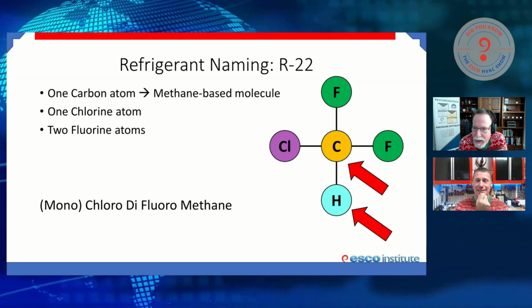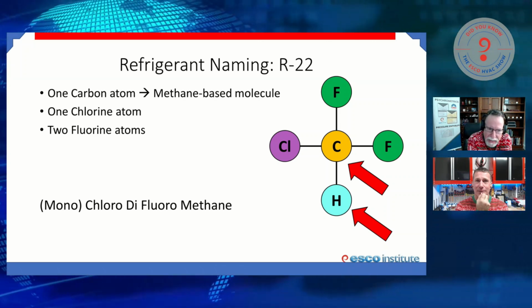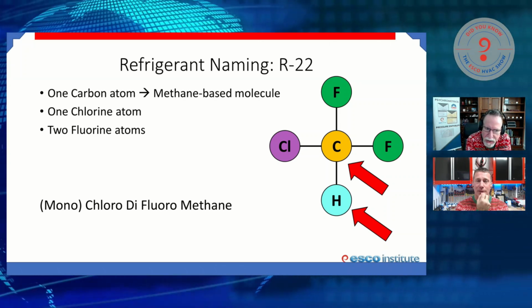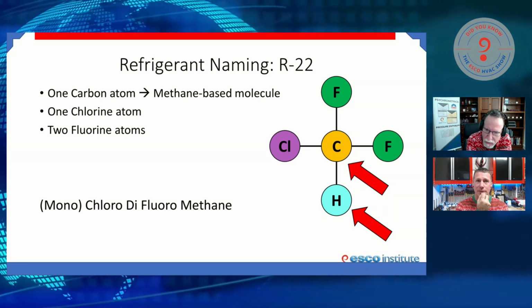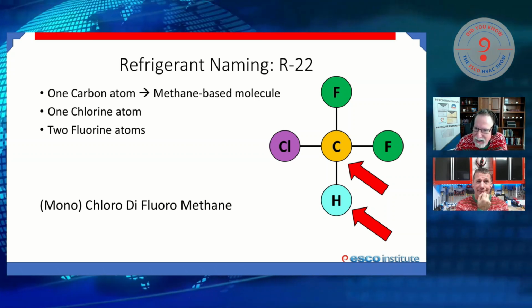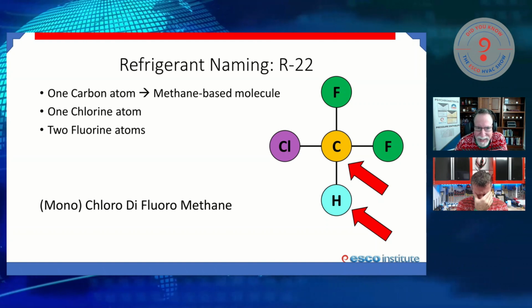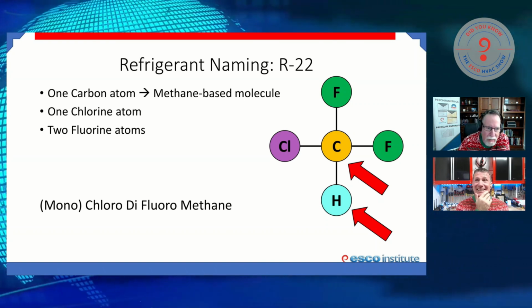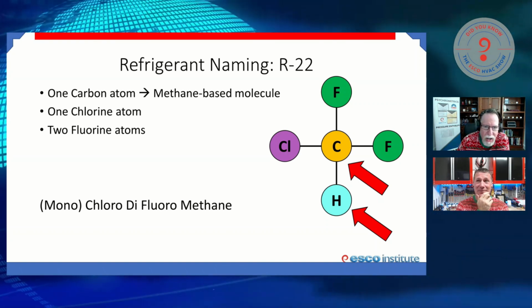And so if you read it backwards, it's a methane molecule where we've replaced hydrogen with 2 fluorines and 1 chlorine. And that's the name of the refrigerant. That's the chemical name of R22, monochloro difluoromethane. All right, kind of neat.